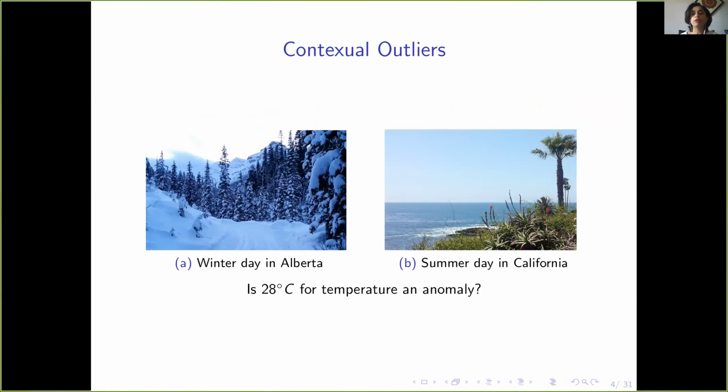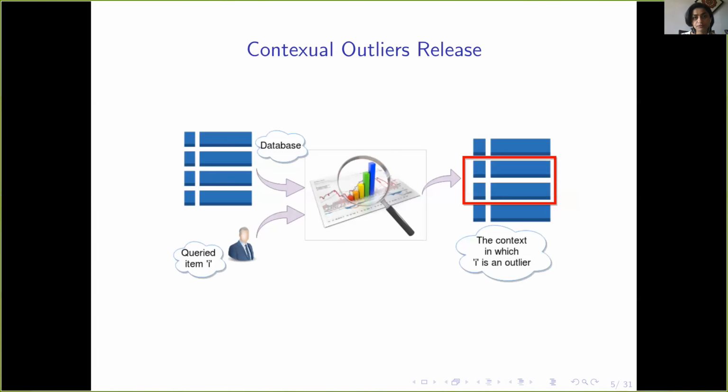So in our problem, we work on contextual outliers. To talk a little bit about that, I provided these two examples. Imagine a database of temperature recordings, and I tell you that we have 28 degrees there, and I ask you if that's an anomaly. A very reasonable question to ask there is, what is the context? If that data records are from winter days in Alberta, this 28 degrees is definitely an outlier, or these are summer days in California, which means that this 28 degrees is not an outlier at all.